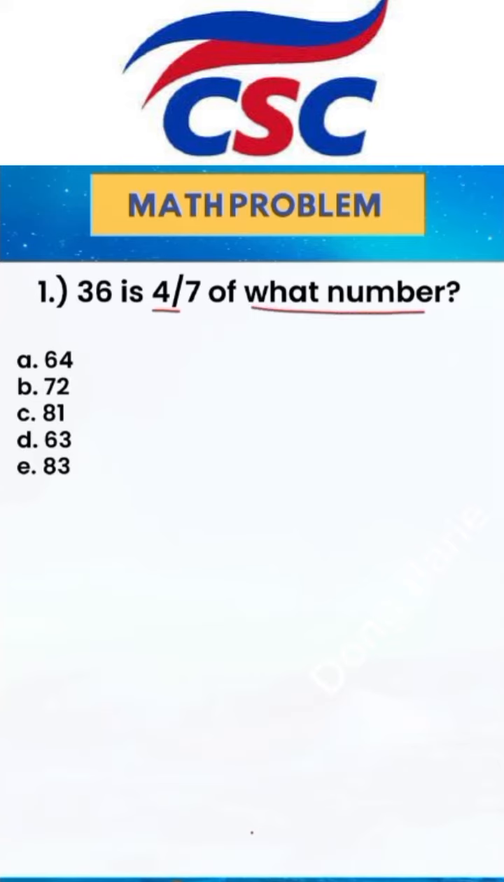Okay, so pag may nakita kayo kung ganitong problem or kalintulad, ang technique po dito ay lagay po ninyo into equation at be familiarized sa mga word na ginamit. Okay, so dito 36, lagay lang po natin yan. 36 is, yung word na is, meaning yan is equal sign yan. Always remember that. 4/7, okay, i-rewrite lang po natin.